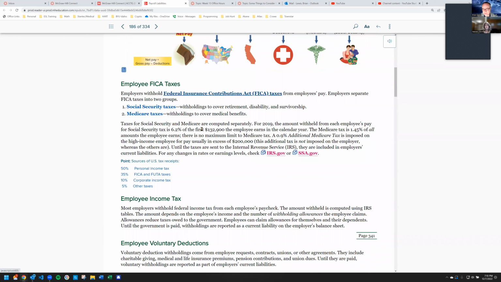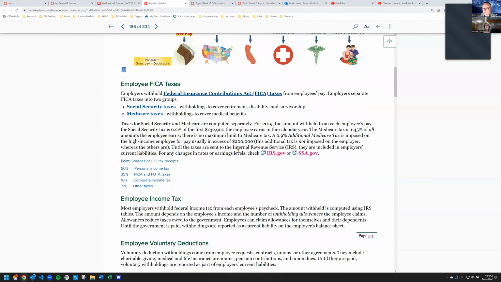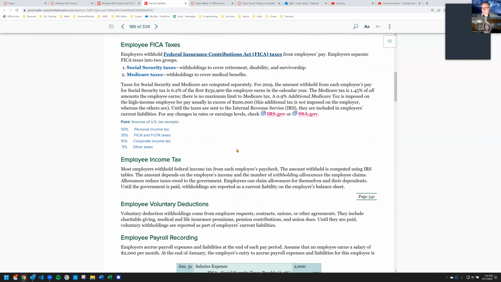So they walk you through this. These are important to remember, right? I'm not sure if this actually comes up in the test. So we'll go through the guide real quick, but definitely 6.2% up to a certain value is taken out. And then Medicare is 0.9% regardless of the amount. Oh no, 1.45%. There's no limit and additional. Oh, okay. So usually you just have to worry about the 1.45%.